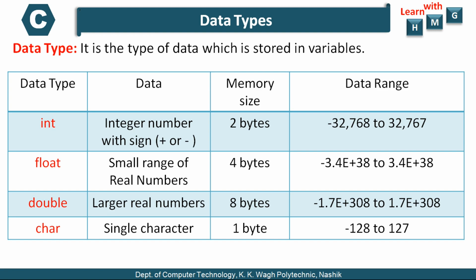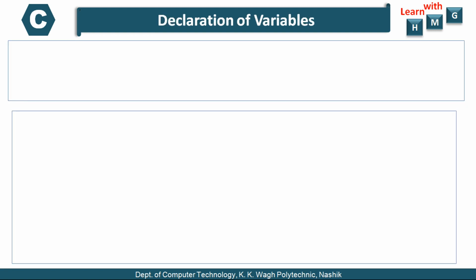And let us go now to the next concept, declaration of variables. In a C program you will need to declare the variables. Now what is that?